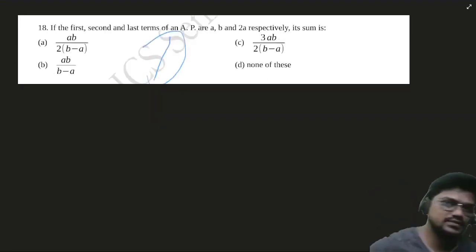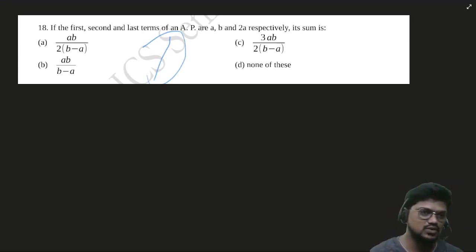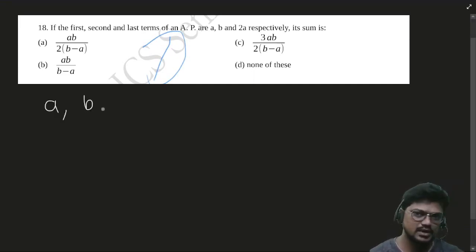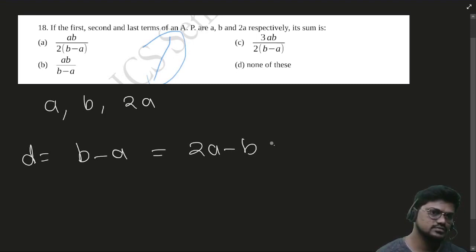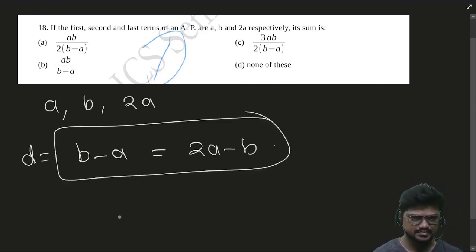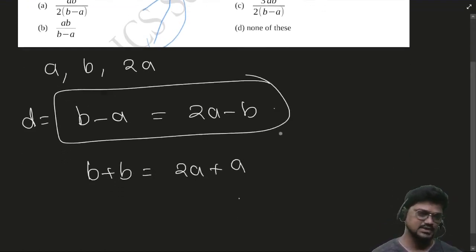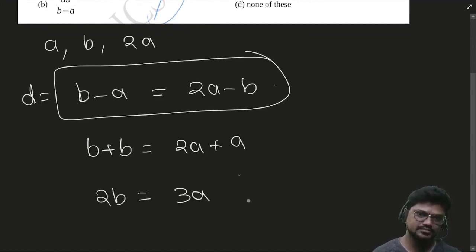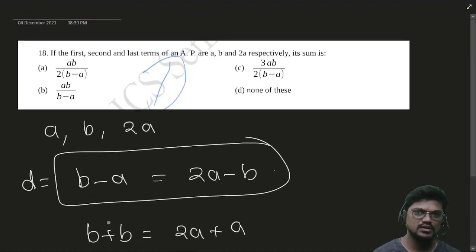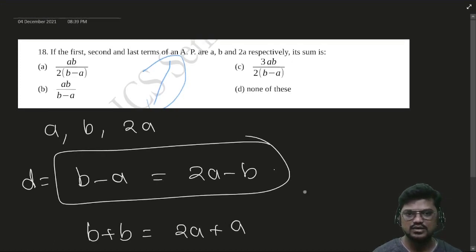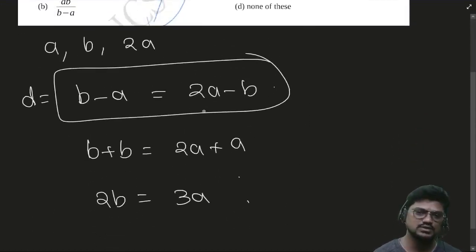See over here how to solve. If the first, second, and the last term of the AP are A, B, and 2A, that means they are in AP, right? A, B, and 2A. Since they are in AP, what can we say? Their difference is common. So the difference can be written as B minus A will be equal to 2A minus B. Yes or no? So by using this, if you take B this side, B plus B will be equal to 2A plus A. So 2B will be equal to 3A. Right? Fine. 2B equals 3A. This is the relation you got.